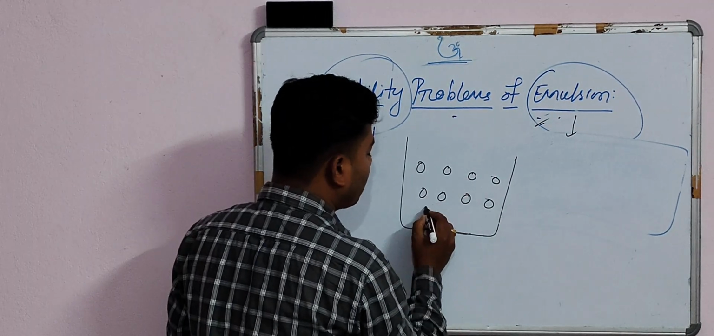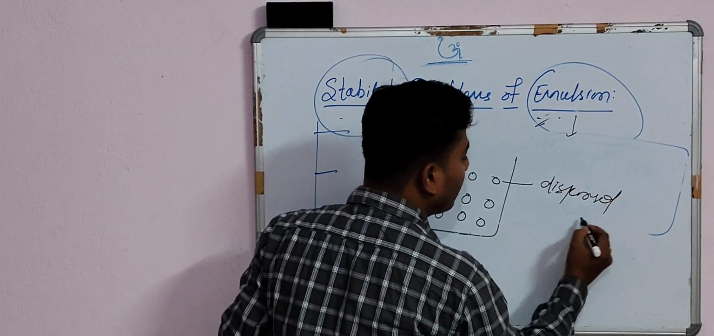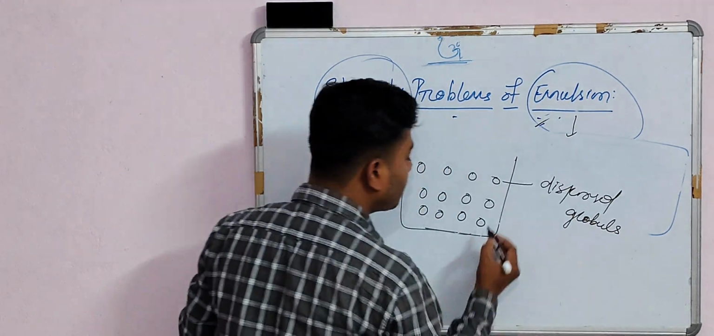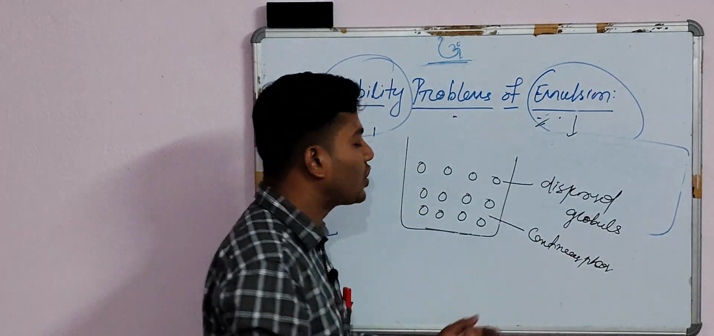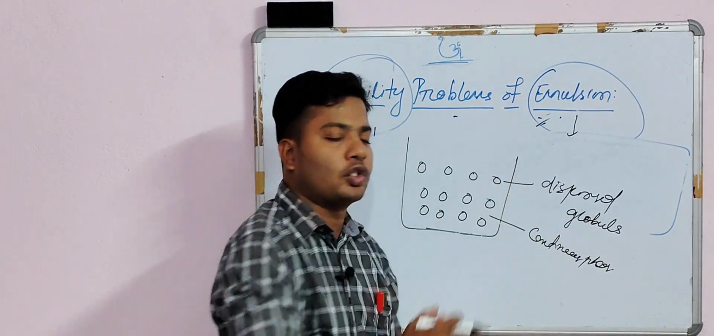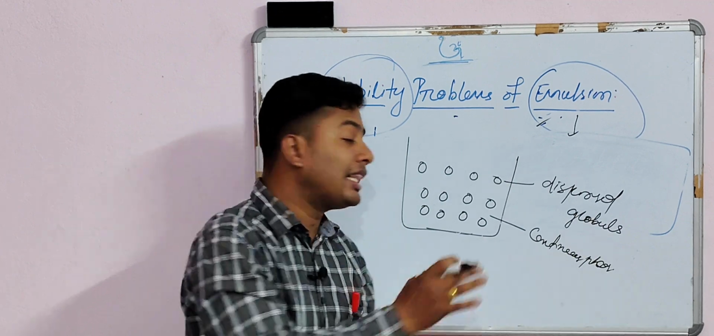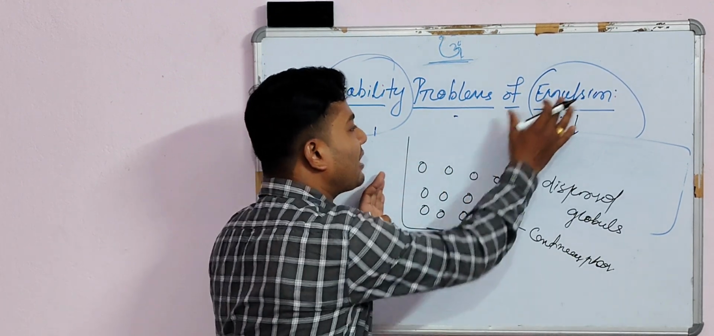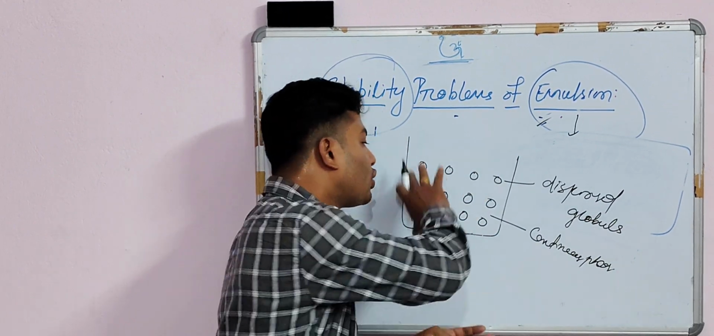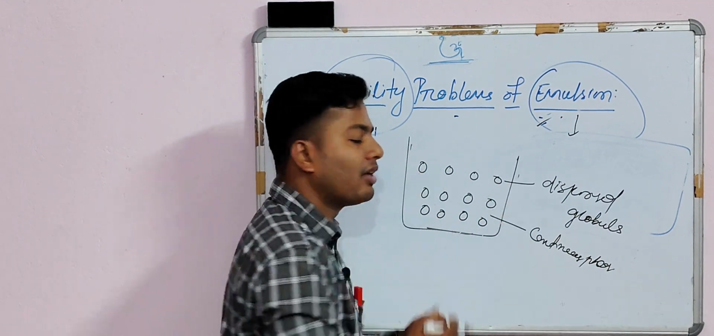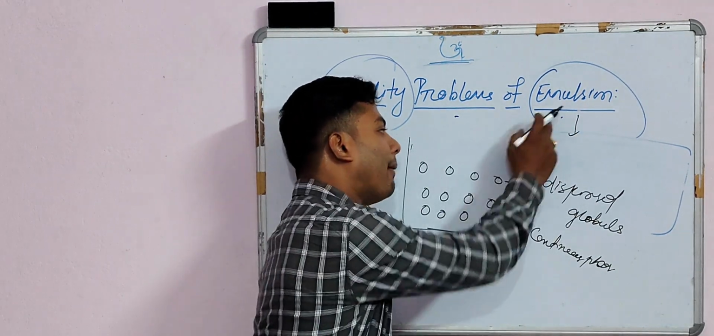My dear students, listen carefully to what I am telling. These are the dispersed globules, and this one is the continuous phase or dispersion medium. When the dispersed globules are uniformly distributed throughout the medium during storage, you can say that is the stability of an emulsion. Or when the emulsion is chemically stable and there is no microbial contamination during the shelf life, that is the maintenance of stability, the stability of an emulsion.